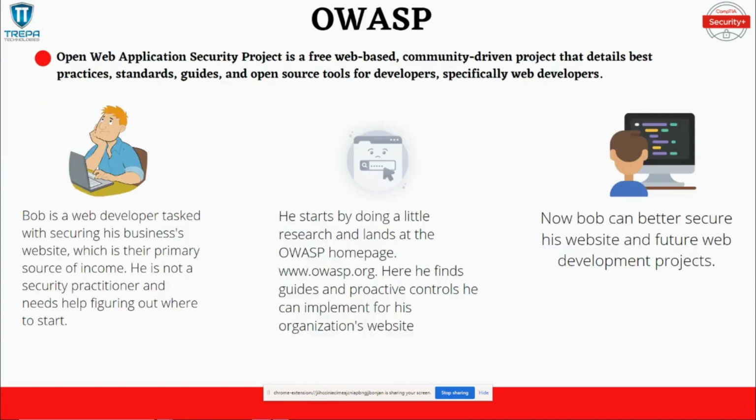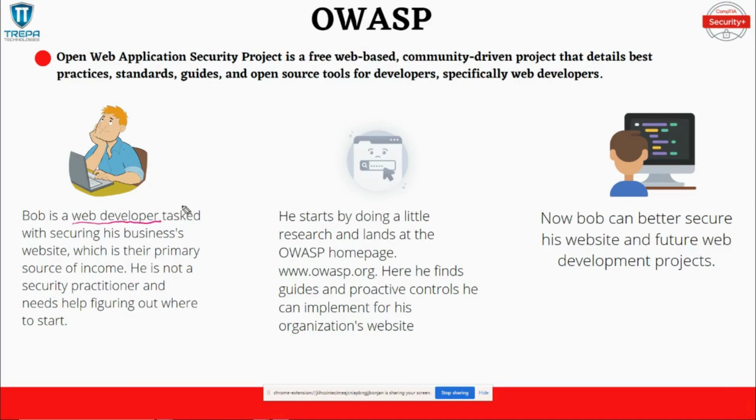The next thing we're going to talk about is OWASP. OWASP stands for the Open Web Application Security Project. And this is a free web-based, community-driven project that's going to give you best practices for protecting websites and also the top 10 or most common vulnerabilities that websites face. So here we see a quick example of how this can help the community, OWASP.